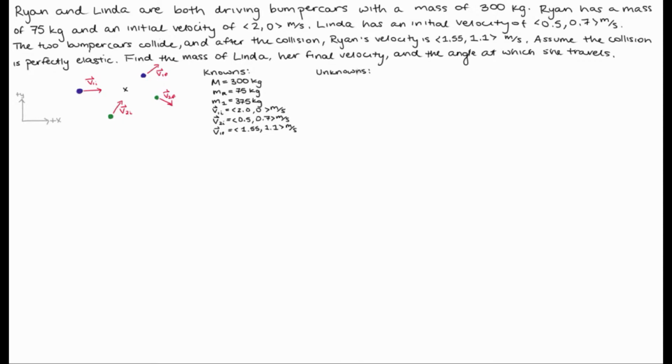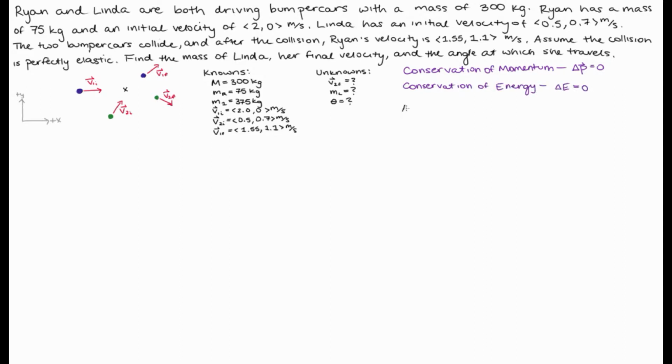Our unknown quantities are the final velocity of the second bumper car, the mass of Linda, and the angle of Linda's direction of motion. To solve this problem, we will use both conservation of momentum and conservation of energy. We will begin with conservation of energy. We are assuming that no work is done and no heat exchanged between our system and its surroundings. This means that the change in energy of our system is zero, which in turn tells us that the initial energy will be equal to the final energy of the system. The only form of energy in our system is kinetic energy, with each term taking the form 1/2 mv squared.